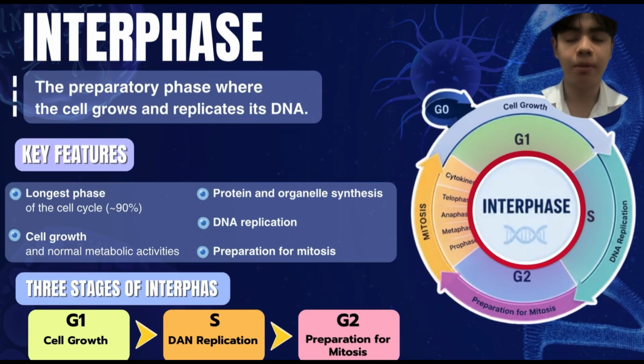Interphase, the preparation phase where the cell grows and replicates its DNA. Key features: the longest phase of the cell cycle, about 90%, cell growth and normal metabolism, protein and organelle synthesis, DNA replication, and preparation for mitosis. Interphase has three stages: G1 phase, cell growth; S phase, DNA replication; G2 phase, preparation for mitosis.